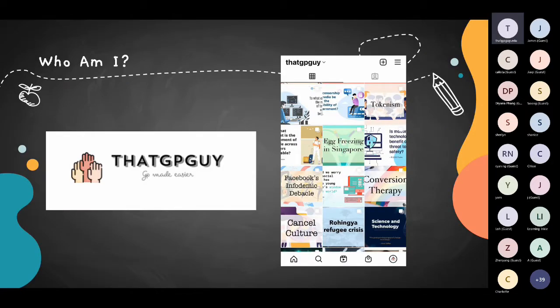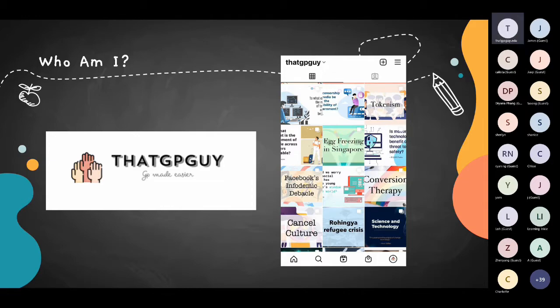Now, who am I? I'm that GP guy, as you guys know. I graduated from RI in 2020. My subject combination was PCME, so physics, chemistry, math, and econs. And I have already been admitted into NTU NIE, which stands for National Institute of Education. So you guys can guess by now that I'm an aspiring teacher myself. In NTU NIE, I'll be studying hopefully secondary and JC English.